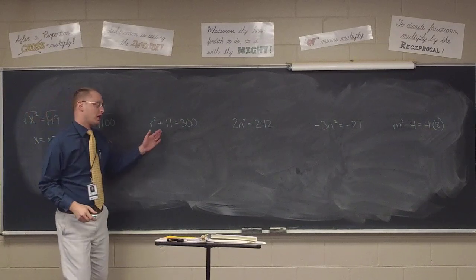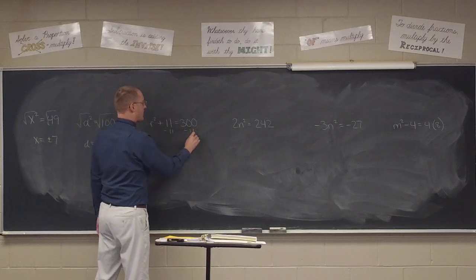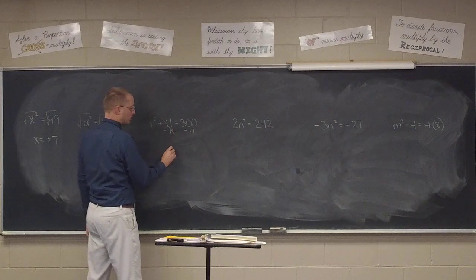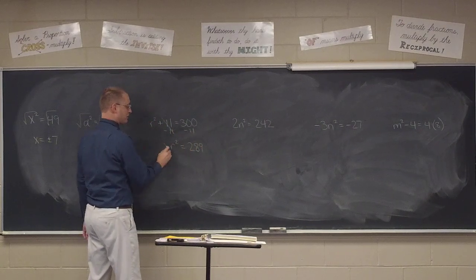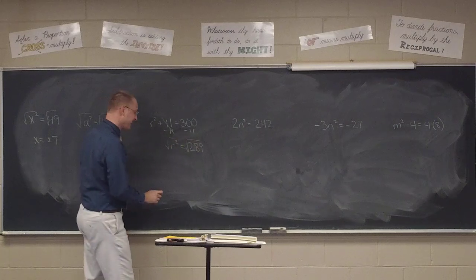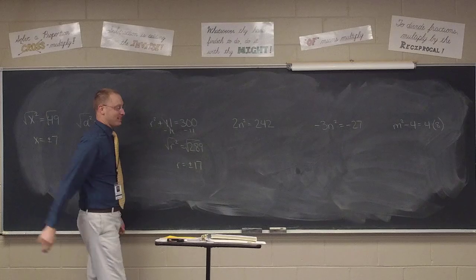On the next one, though, Lana, we had to start by subtracting 11, and that gave you R squared equals 281. And then you took the square root of both sides, and we got R equals positive negative 17. There we go, positive negative 17.